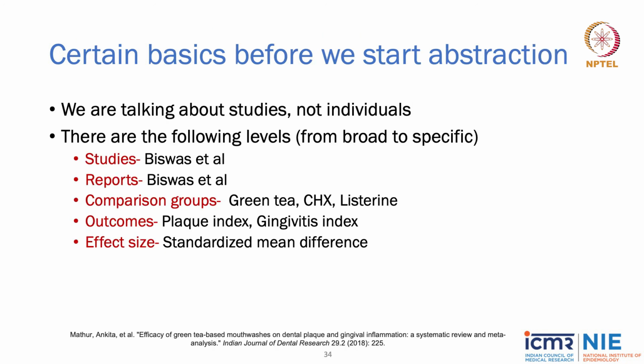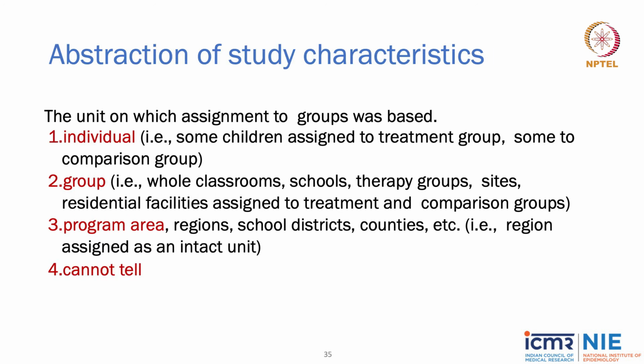So here we have Biswas et al. There is only one report from that study. The comparison groups used were green tea, chlorhexidine and Listerine. The outcomes they have looked at are plaque index and gingival index and the effect size. How they have summarized it or compared it across the two arms is using standardized mean difference. So you will be abstracting.